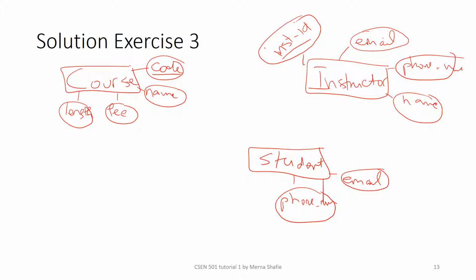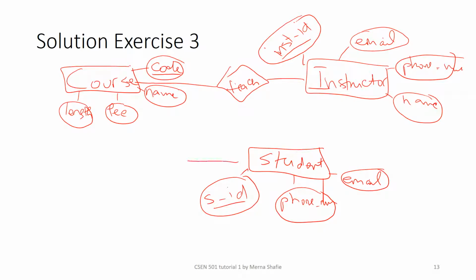And for the student too, we can choose the email as contact information, or we can add a student ID for each student, and each student has a unique student ID. So now I have a unique attribute for each of the different entities that we have. Then next we have relationships. We have the instructor teaches a course, and we have the student registers for a course.